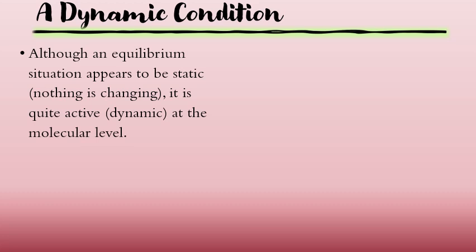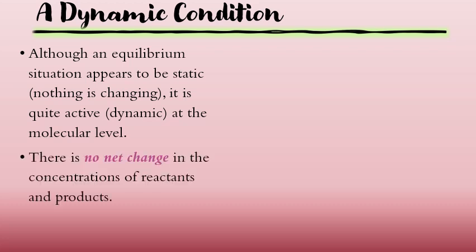I want to talk a little bit more about dynamic, because I told you it's a dynamic system, but the concentrations of your reactants and products stay the same. That's kind of like an oxymoron until we understand more deeply what that means. Although an equilibrium system appears to be static, like nothing's changing, it is actually very, very dynamic at the molecular level. The reason it appears to be static and our concentrations don't change is because there's no net change in the concentrations of reactants and products.